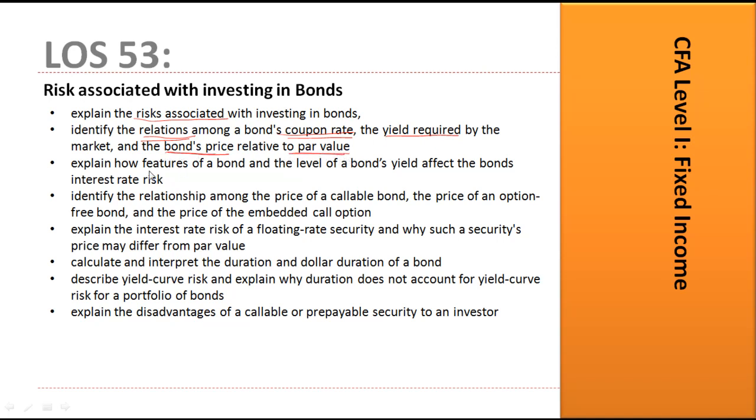Then we'll look at the contribution of the features of the bond to its price and how these features and the bond's yield affect the interest rate risk of the bond. Then we look at the relationship among the price of a callable bond, price of the option free bond, and the value of this call option which is embedded in the bond. Then we will explain the interest rate risk of a floating rate security. Usually it is considered to be zero, but there are specific cases where even a floating rate security can have interest rate risk.